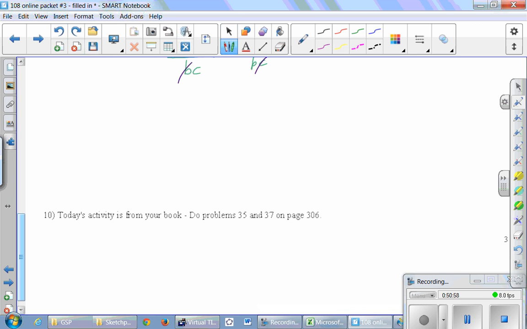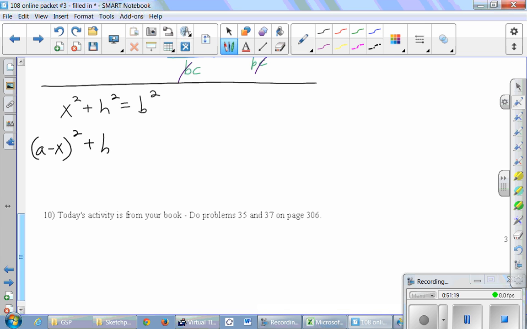Okay, so we'll write them down here. The first one we said was x squared plus h squared equals b squared. And then the other equation is (a minus x) squared plus h squared equals c squared. So that's just two applications of the Pythagorean theorem. Okay, let's go ahead and expand this bottom equation here. This (a minus x) squared, write it twice and then FOIL. We get this.